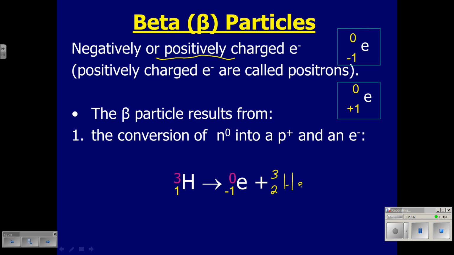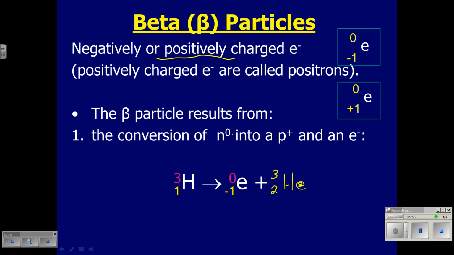Okay, so let's think about what happened here. In this case, what happened? The neutron spit out a little negative chunk and turned into a proton. There's that little negative chunk. So that is a beta emission, okay?